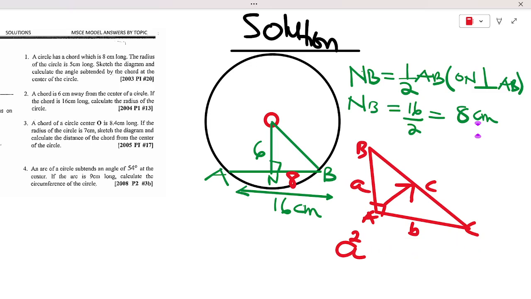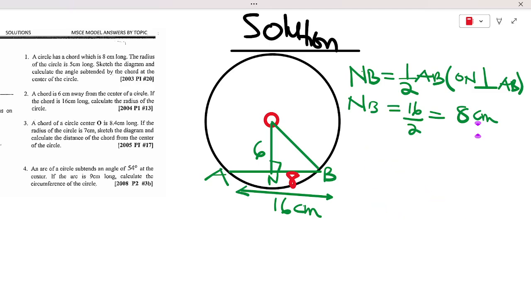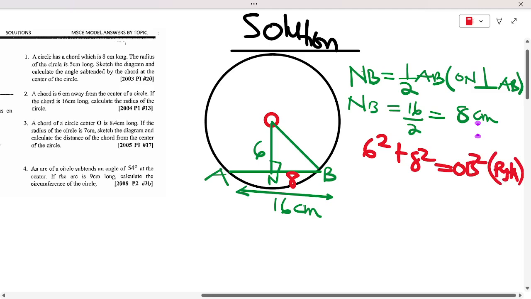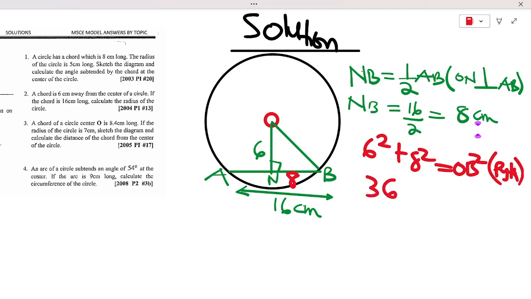So we will do the same thing with the question. It means 6 squared plus 8 squared is equal to OB squared. That's according to Pythagoras. So you complete the mathematics, very simple. 6 squared is 36, 8 squared is 64, equal to OB squared.